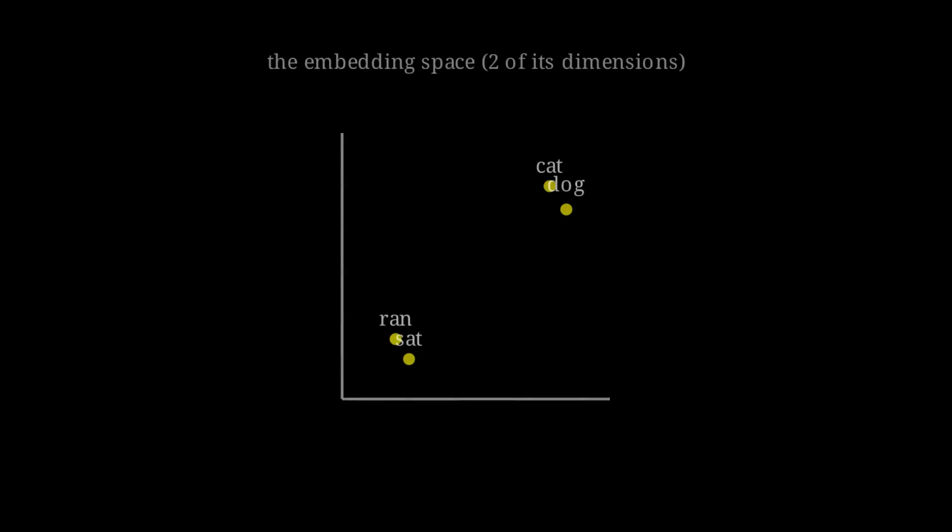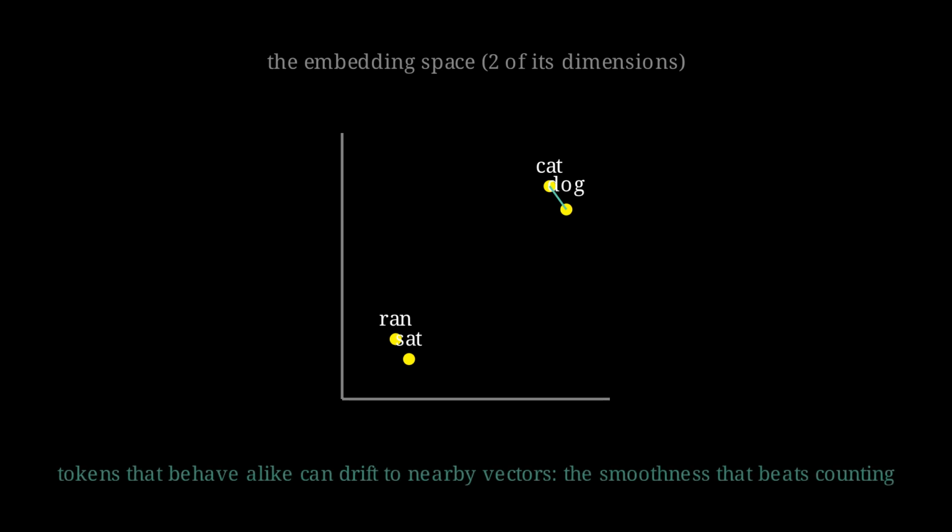So if the rows are learned, can two tokens end up with almost the same vector? Yes, and that is the entire point. Picture the embedding space, just two of its dimensions drawn on a plane. Nothing forces cat and dog apart, so if the training keeps using them in similar ways, they can drift until their vectors sit close together. Now anything the network learns to do with the region where cat lives, it also does, almost for free, with dog right beside it. That is the smoothness assumption, the belief that nearby inputs should behave alike, and it is exactly the thing a table of raw counts can never have. It is why the embedding beats counting.